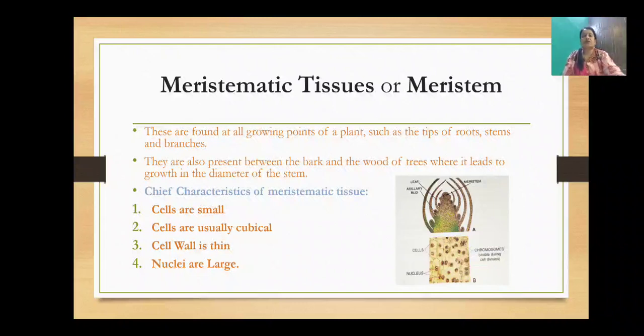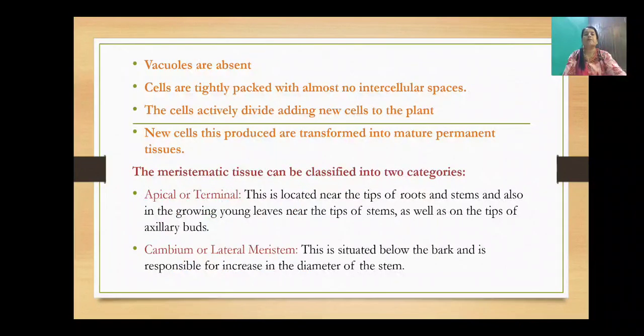Now what are the chief characteristics of meristematic tissue? Let us study the cells which constitute the meristematic tissues. The cells are small, they are usually cubical, the cell wall is thin and the nuclei are large. Vacuoles are absent in meristematic tissue. The cells are tightly packed with almost no intercellular spaces, meaning all the cells are compact. Okay, and the cells actively divide, adding new cells to the plant. Since they are actively dividing, they keep on adding new cells for the growth of the plant. New cells thus produced are transformed into mature permanent tissues.